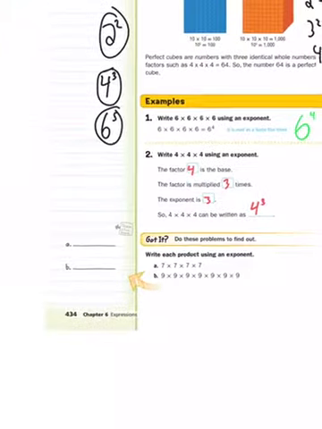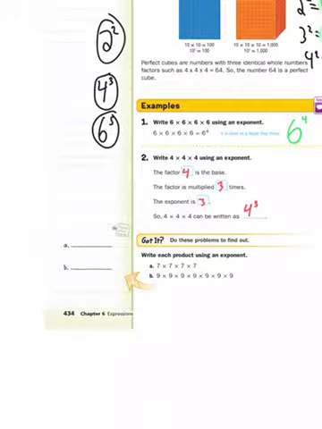Now you are to do A and B. It says write each product using an exponent. So don't solve them, just write them using an exponent. Pause the video, do A and B, and when you're done, restart it. Go.